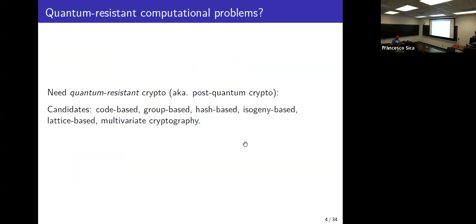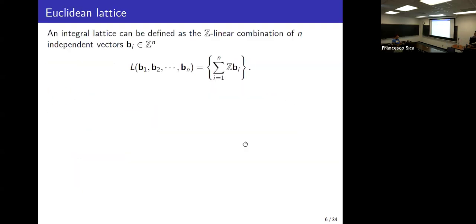This is true for all the other categories as well. Okay. So what we will use in the construction is the so-called Euclidean lattices, and we will usually consider an integral lattice, where all the representations are integral.